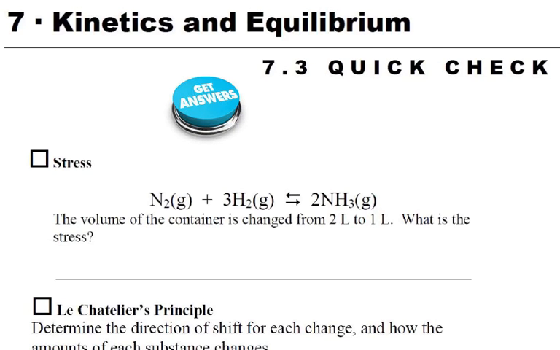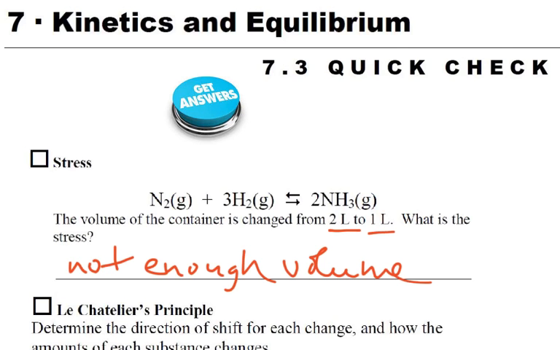Okay, the 7.3 quick check. The first one says the volume of the container is changed from 2 liters to 1 liter. What is the stress? Okay, the stress here is that there is not enough volume, not enough space, that we're squeezing this down from 2 liters to 1 liter. You might also say there's too much pressure.